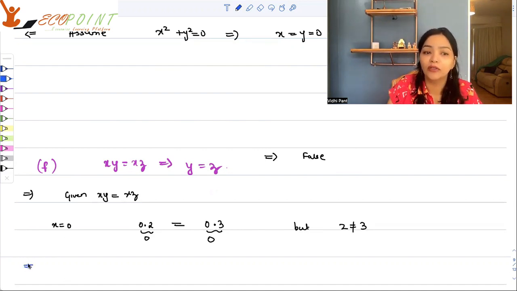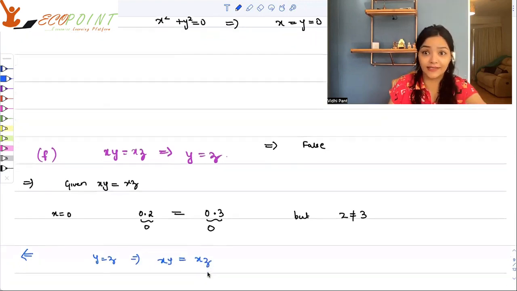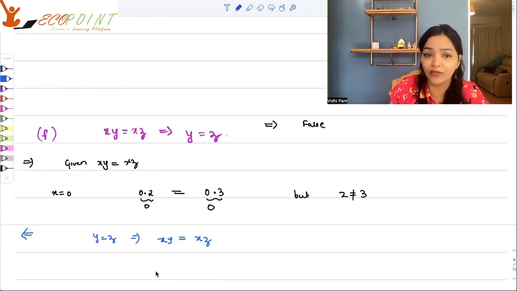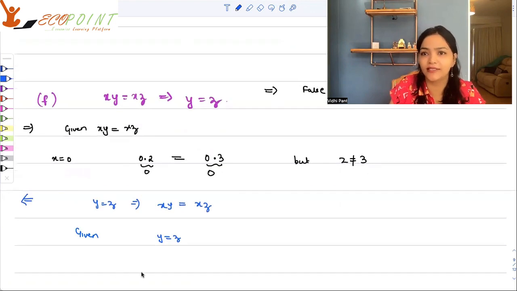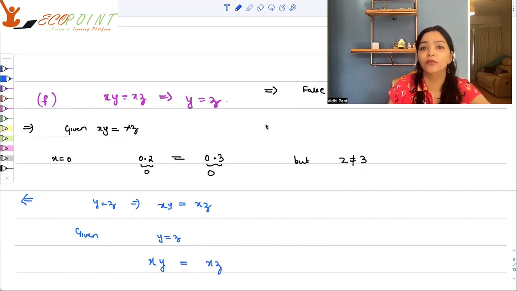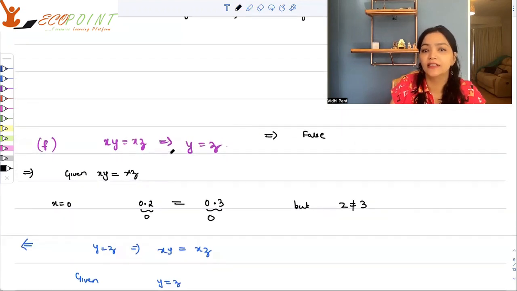Okay. What about the other way around? y equals z. Will that imply xy is equal to xz? Yes. Here you will not face any counterexample because no matter what number x is, given that y is equal to z, I can multiply both by x. These are just numbers, so I can just multiply by x and it's going to be the same thing. Equality will hold, right? So what we get from here is that the converse this time is actually true.